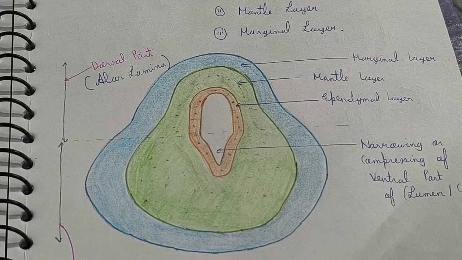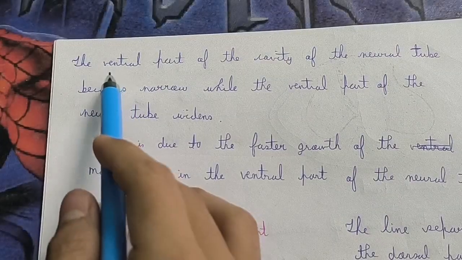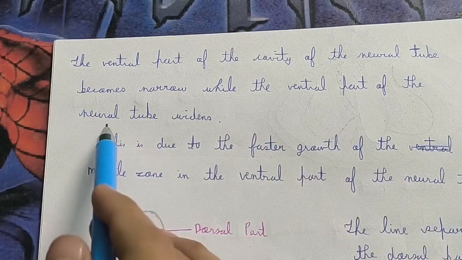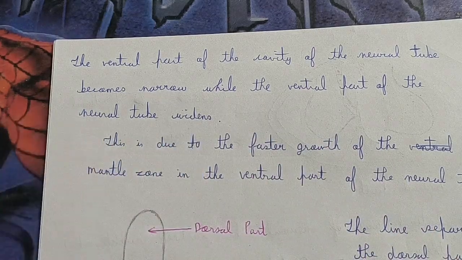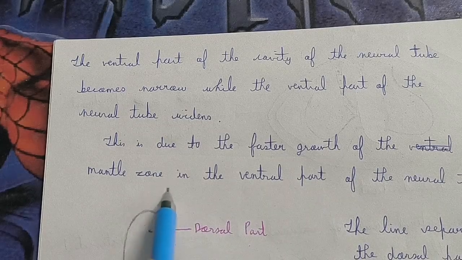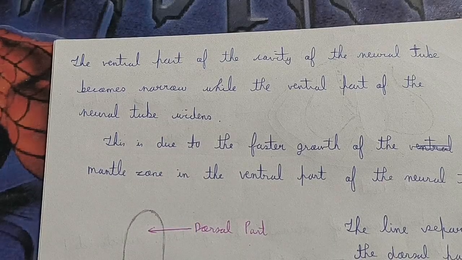Now I am going to tell you the reason why. You see that the ventral part of the cavity of the neural tube becomes narrow, while the ventral part of the neural tube widens. Why? Because of the faster growth of the mantle zone. This is the faster growth of the mantle zone in the ventral part of the neural tube.